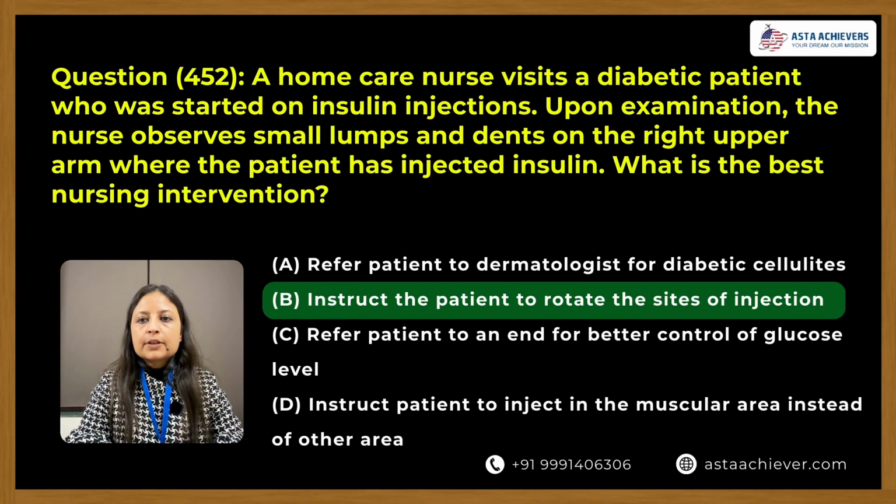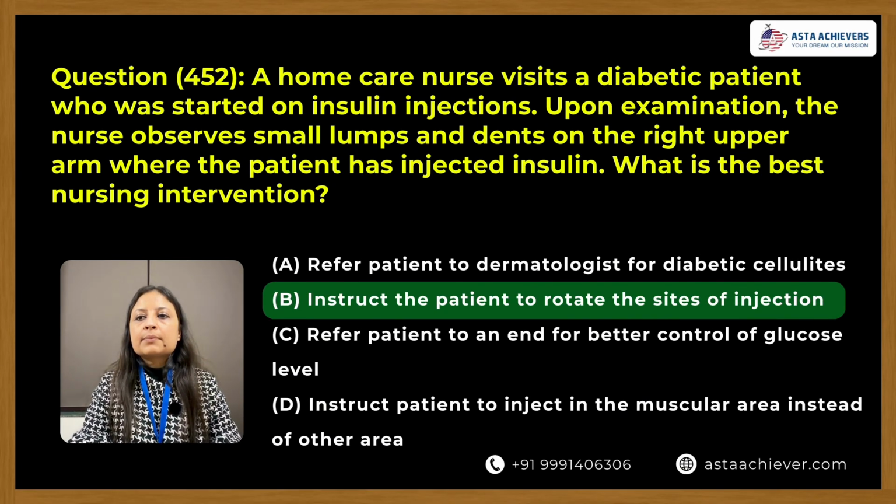Question number 452. A home care nurse visited a diabetic patient who was started on insulin injection. Upon examination, the nurse observed small lumps and dents on the right upper arm, where the patient has injected insulin. Which is the best nursing intervention here?